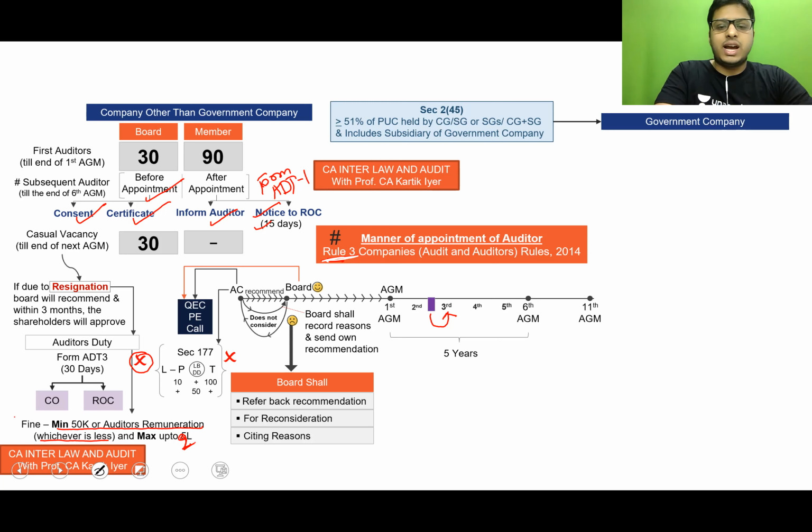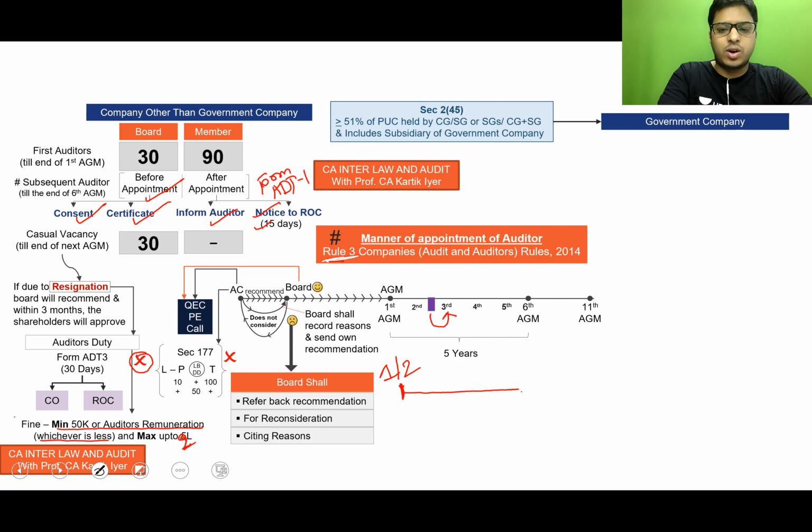Let's say that the auditor has given his resignation on 1st of Feb. So I'm writing here 1st of Feb, the auditor resigns. So you tell me, if on 1st of Feb the auditor resigns, then within 30 days he'll have to submit form ADT3 to the company as well as to the ROC.